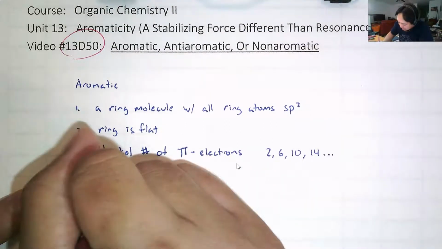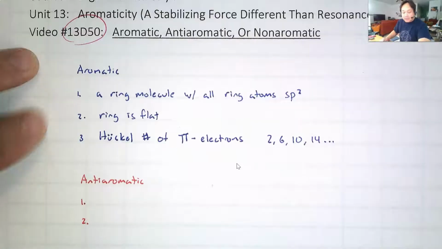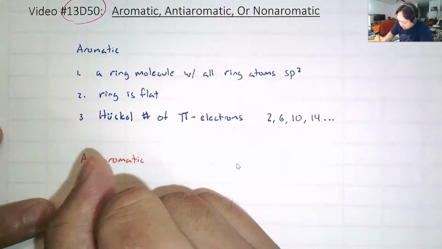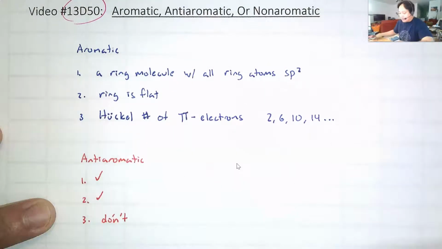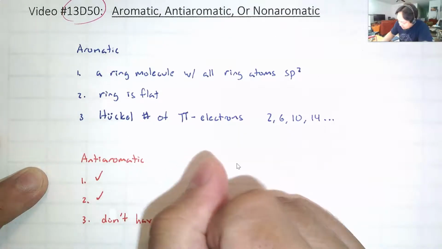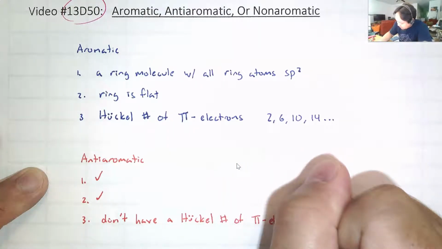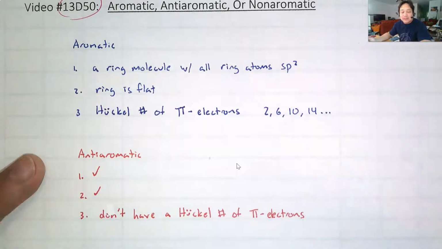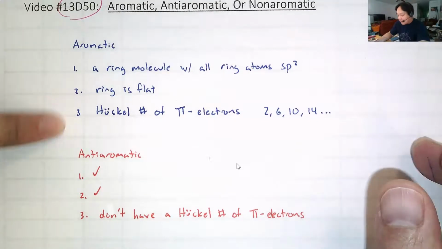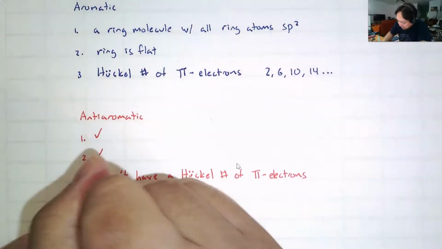Anti-aromatic. Number 1 and number 2: you follow 1 and 2 for the aromatic, so I'll put check, check. But for 3, you have a non-Huckel number, or you could say you don't have a Huckel number of pi electrons. That could be 4, 8. There are instances where it could even be an odd number. If it doesn't fit Huckel's rule, then you might be anti-aromatic if you can fit rule number 1 and rule number 2. So non-aromatic is everything else.